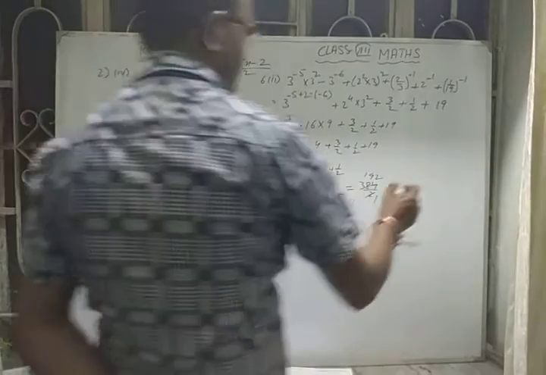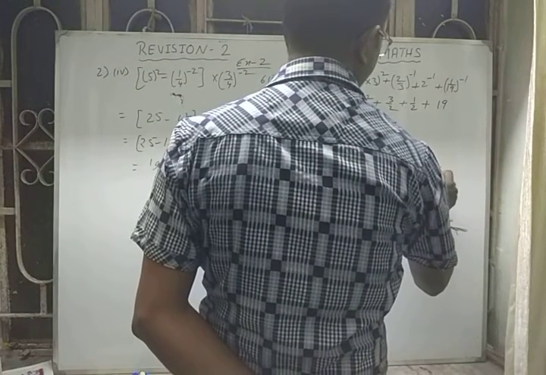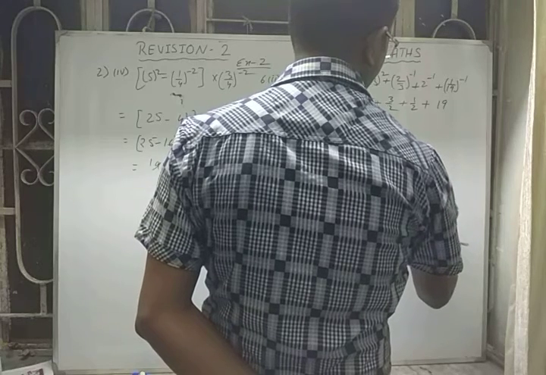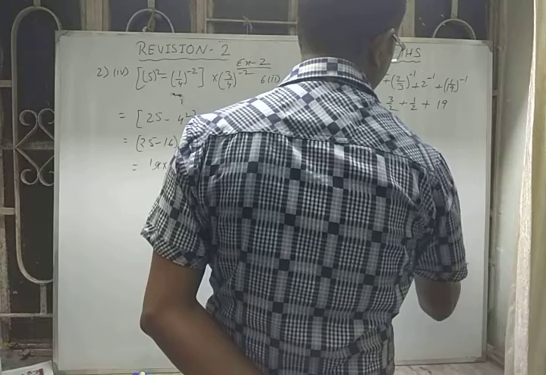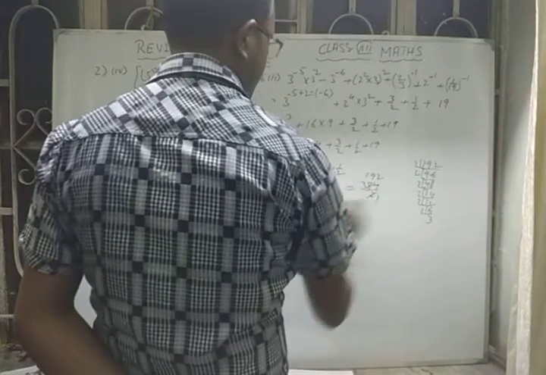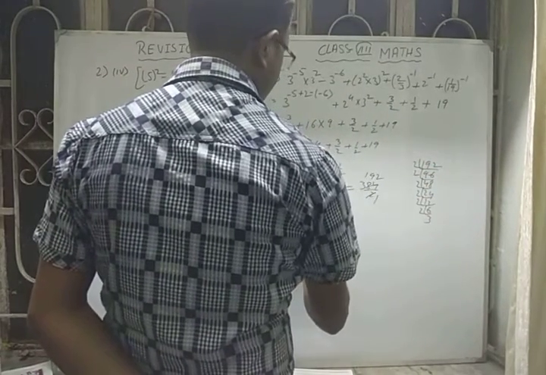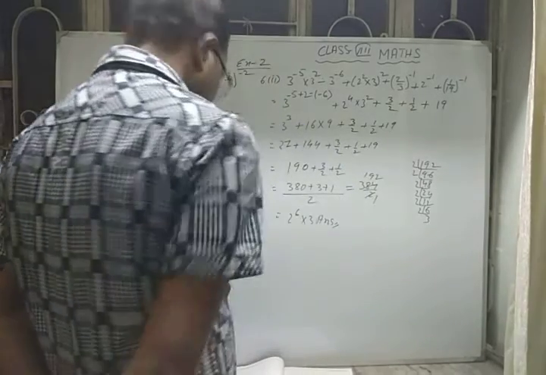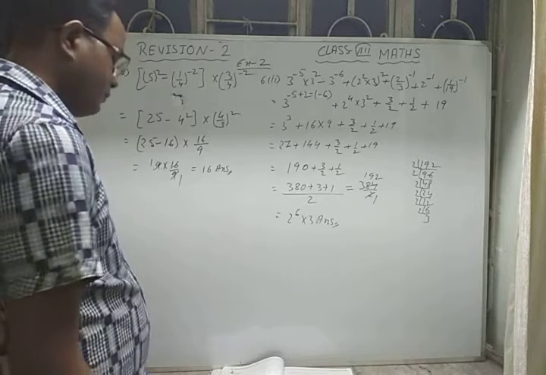Now you have to factorize 192. 2 96, 2 48, 2 24, 2 12, 2 6, 2 3. So that means 2, how many 2s are there: 1, 2, 3, 4, 5, 6. So 2 to the power 6 into 3 is the answer. You have to leave the answer in exponential form. So in this way you have to do the sums.